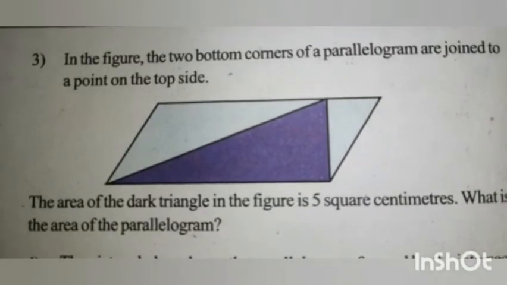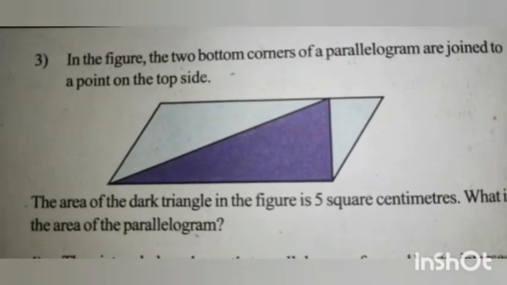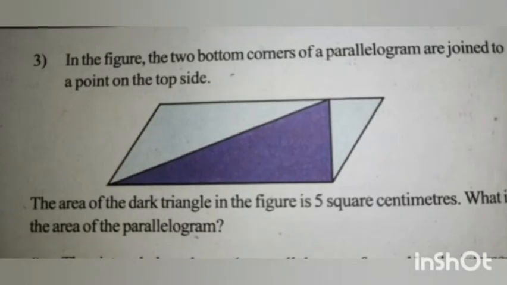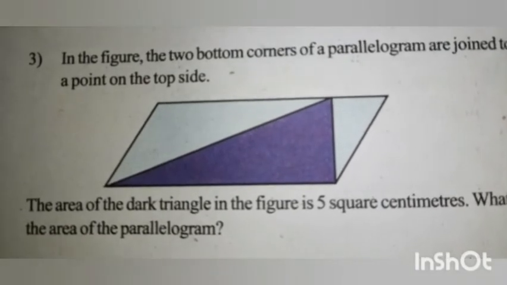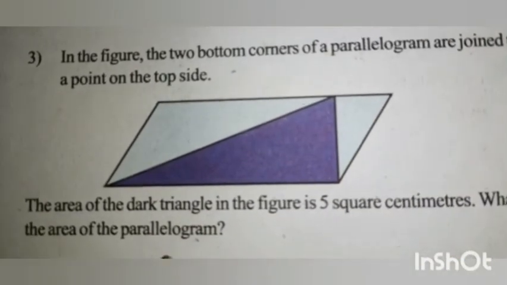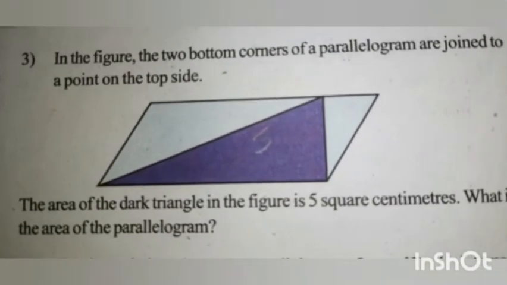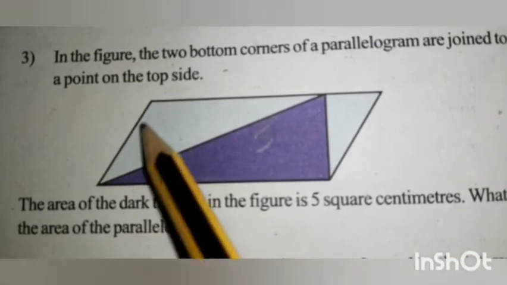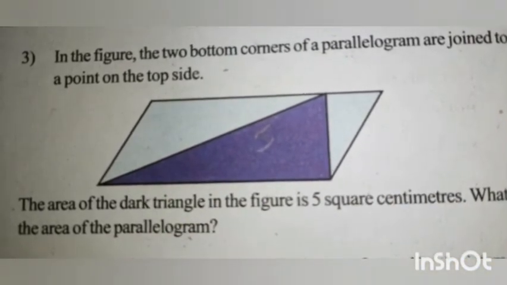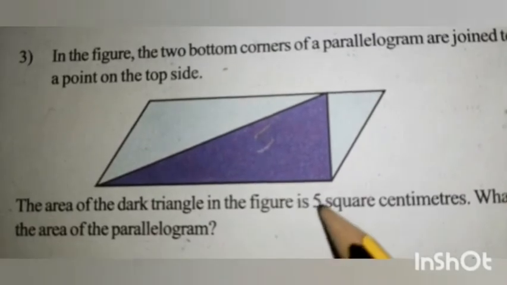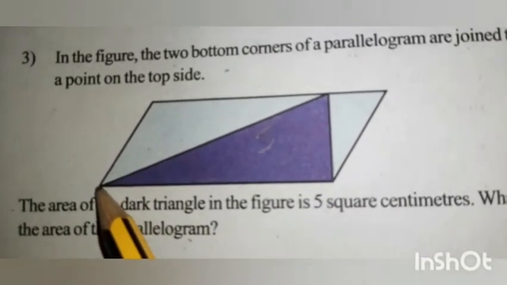In the figure, the two bottom corners of a parallelogram are joined to a point on the top. From the bottom points, the lines will be joined here. The area of the dark triangle is 5 centimeter square. What is the area of the parallelogram? You have to find out the area of the parallelogram.